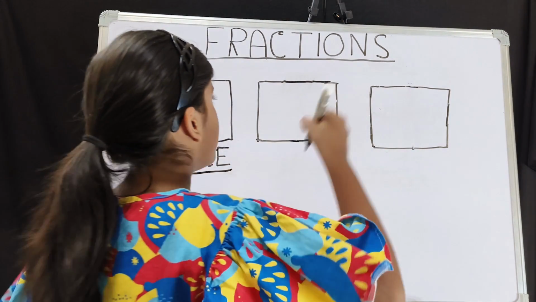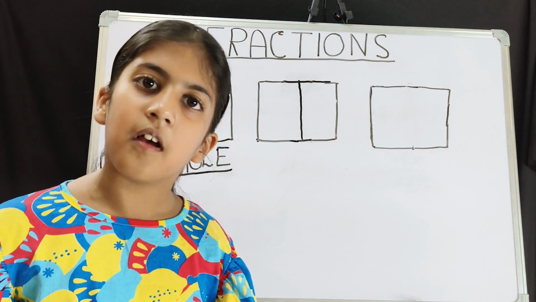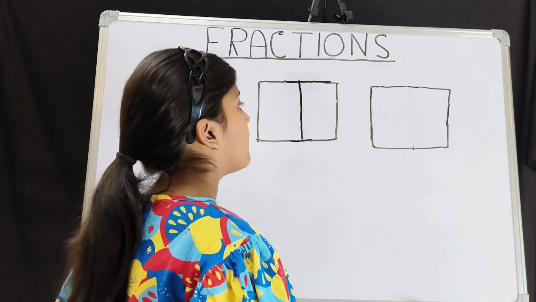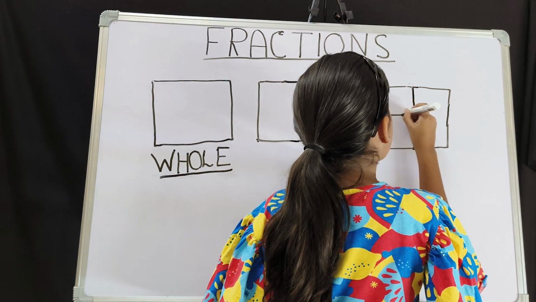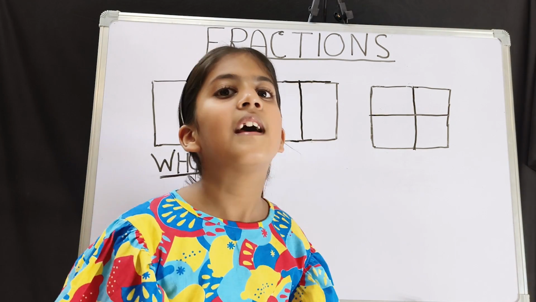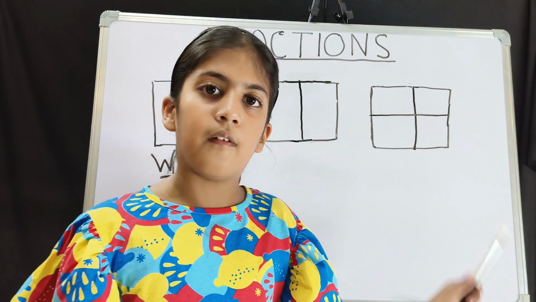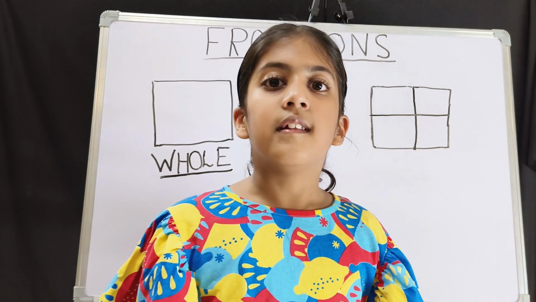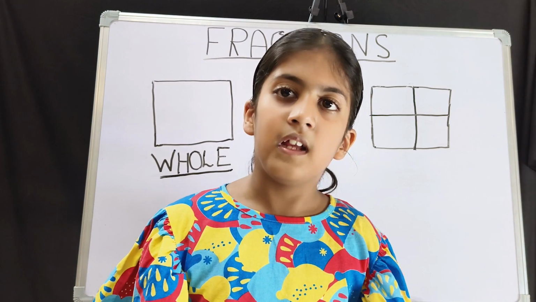Now in this square, I am drawing a vertical line. How many parts are there of the square? Two parts. This part and this part. Now in this square, I have drawn a vertical line as well as a horizontal line. How many parts are there in this square? Let's count. 1, 2, 3, 4. Now this square has 4 parts. What did we understand till now? We understood that a fraction is when we divide one object into equal parts.